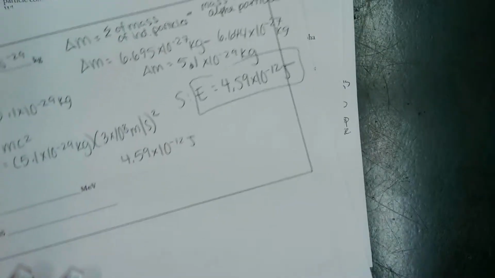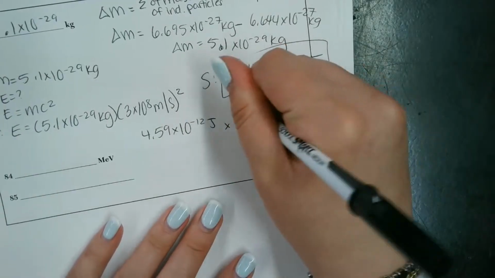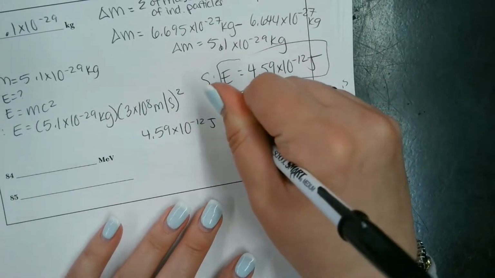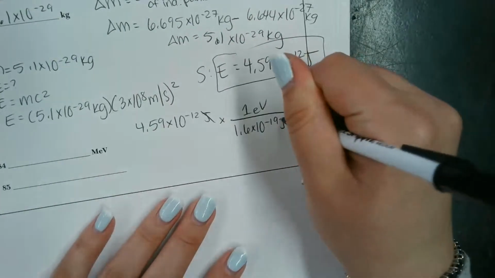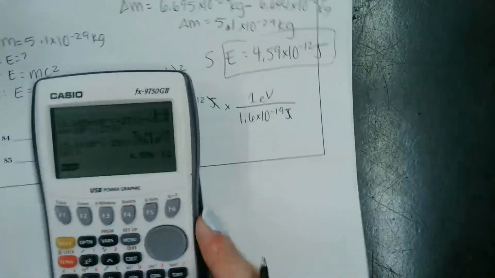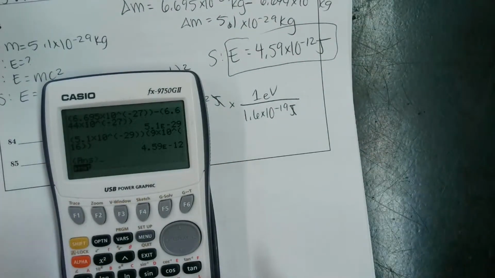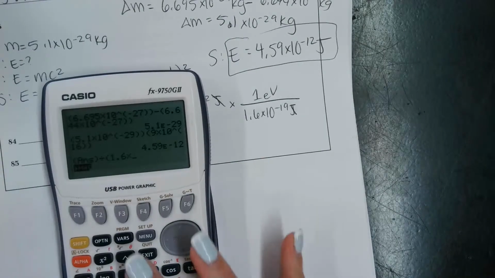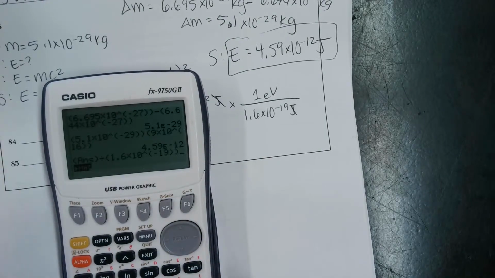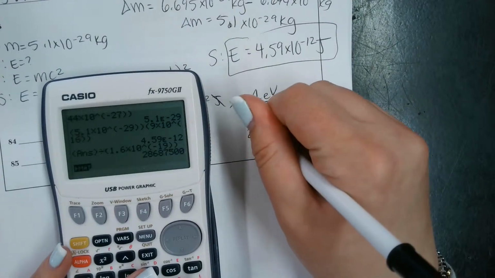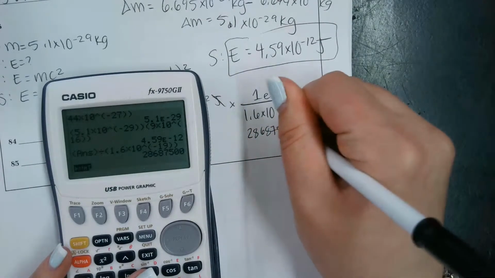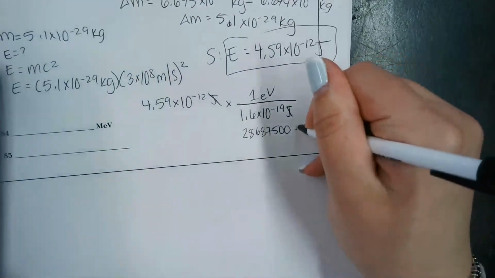So we say that for 1 electron volt, we have 1.6 times 10 to the negative 19 joules. So my joules will cancel out. I'm going to take this number and divide it by that. So I have my answer, and I divide by 1.6 times 10 to the negative 19 joules. I get this really big number, 28687500. That's crazy, and this is electron volts.